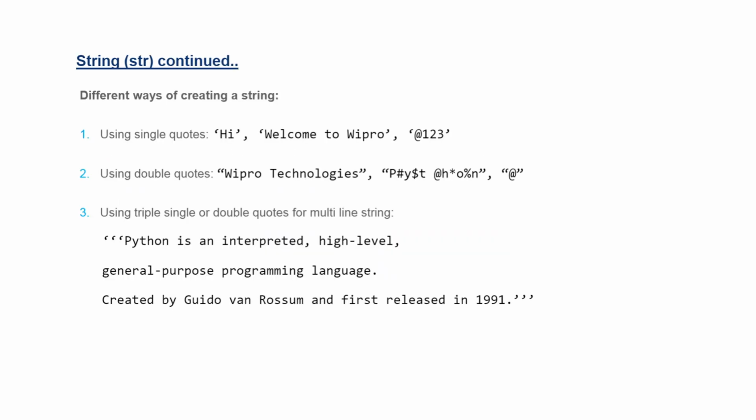Next, different ways of creating a string using single quotations and double quotations we have already discussed. Using triple single or double quotes for multi-line string. If there are multiple lines to be stored, you can use triple double quotations or triple single quotations, as you can see on the screen.